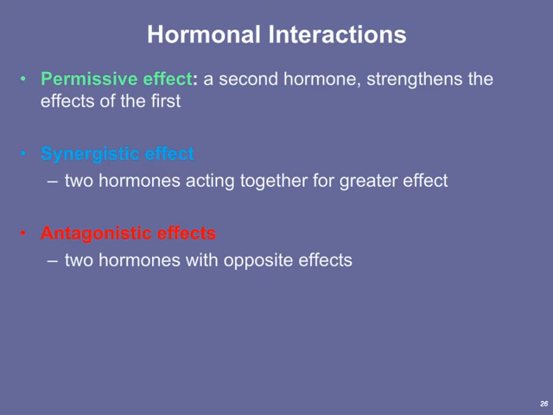And finally, another type of interaction is an antagonistic effect. Antagonist means working against. So these are two hormones with opposite effects. For example, insulin is a hormone that lowers blood sugar by favoring the formation of glycogen within the muscles and the liver, whereas glucagon raises blood sugar by favoring the breakdown of glycogen within the liver. So these two hormones have opposite effects, so therefore they're called antagonists.